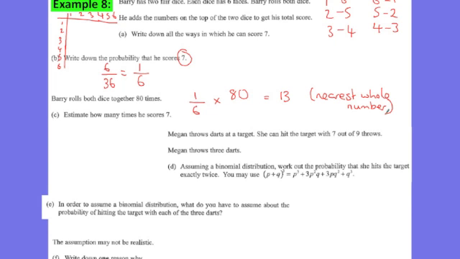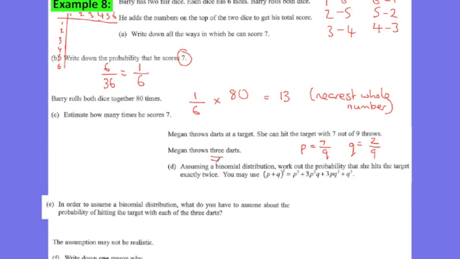Okay, so we're now going to move on to the binomial theorem part. We're told that Megan throws darts at a target. She can hit a target with 7 out of 9 throws. So immediately, the probability of success is 7 over 9. The probability of failure, Q, will therefore be 2 out of 9. Remember, these two must add up to 1. We're told that she throws 3 darts.